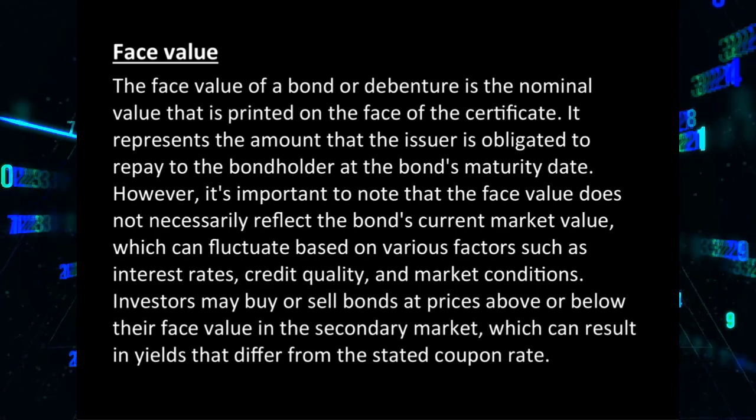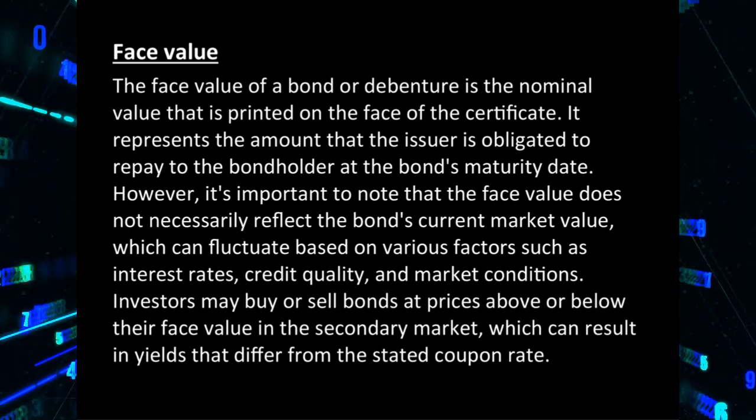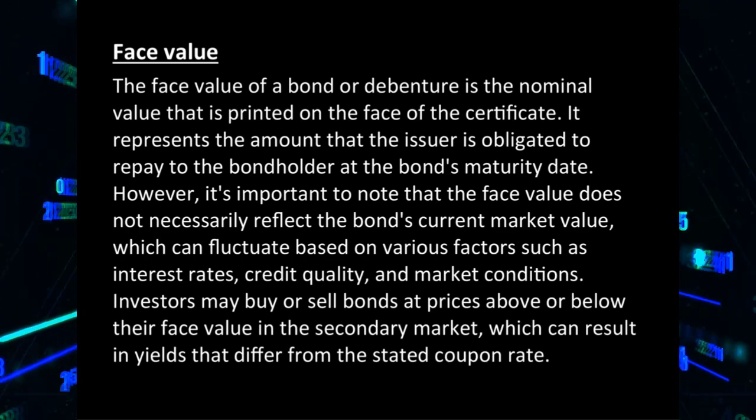Investors may buy or sell bonds at prices above or below their face value in the secondary market, which can result in yields that differ from the stated coupon rate.